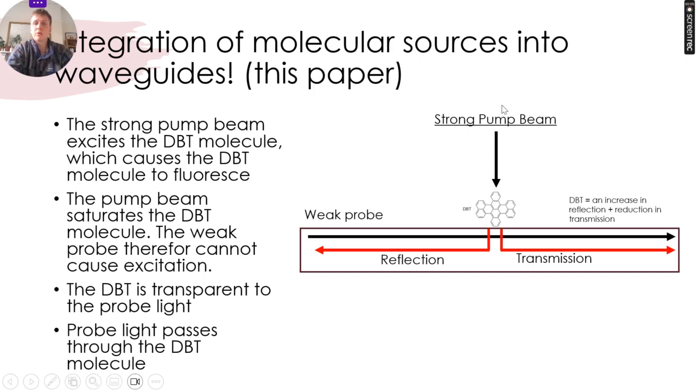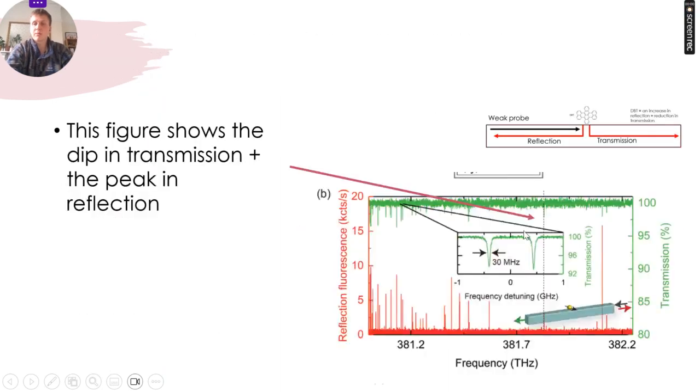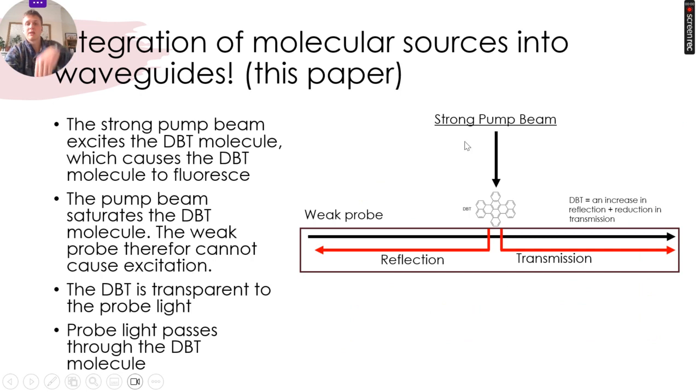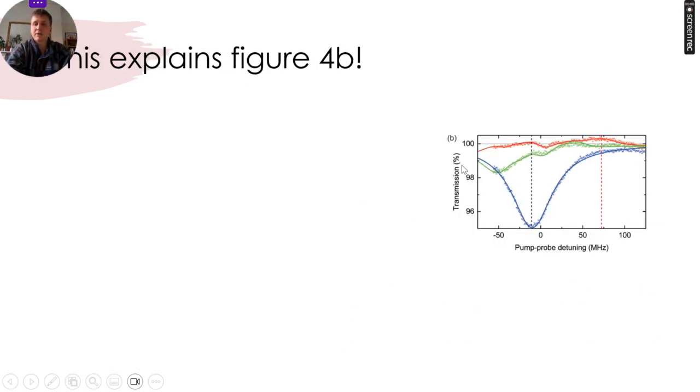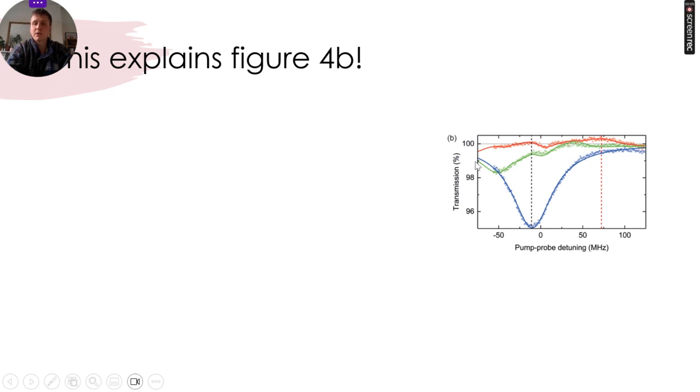Okay, and so essentially, by putting this strong pump beam in, we've made the DBT molecule transparent for the probe beam. We'll still get transmission and reflection, but we will also be able to measure the probe beam out here. And this explains this figure in the diagram. Okay? So this graph here is at 3 different pump strengths. So the light that's basically making this transparent or not transparent. And this here is the transmission of the probe beam. This here is the weakest pump light. This is the middle strength of pump light, and this is the really strong pump light.